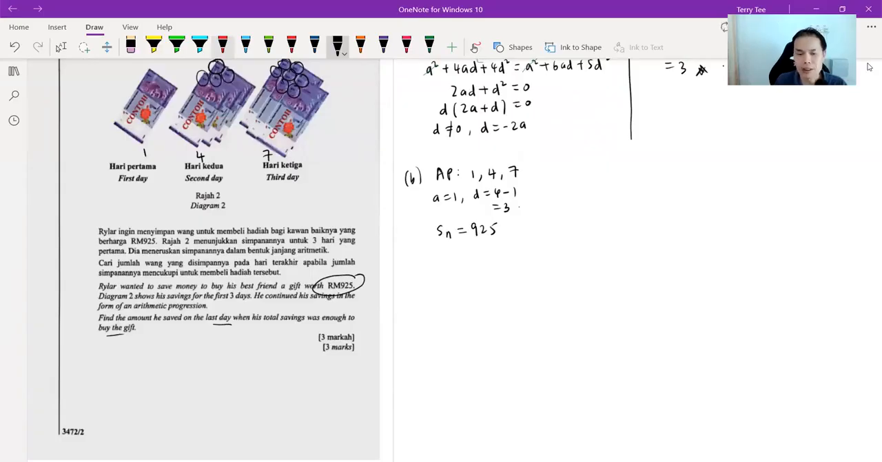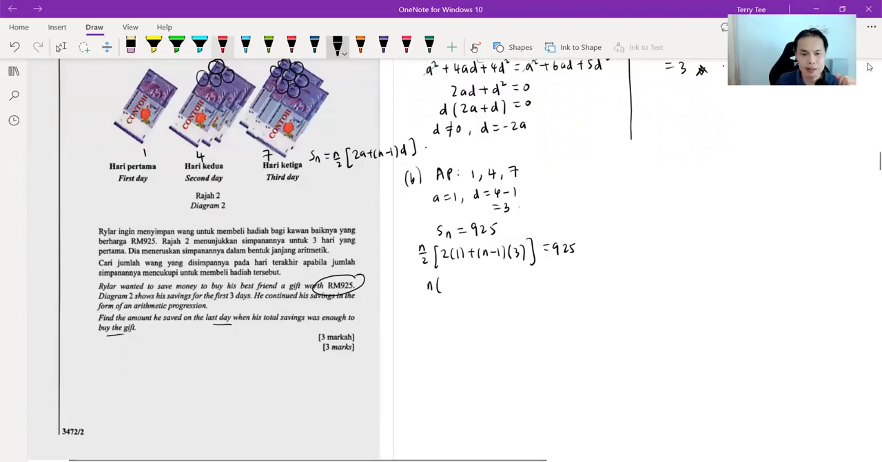We define n first, because we know how long it takes to accumulate this amount of money. Now, the formula for Sn for arithmetic progression is n over 2 times (2a plus (n minus 1)d). This is the sum of the first n terms of an arithmetic progression. So I'm going to substitute n over 2, 2a, a is 1, n minus 1, my common difference d is 3. The result is 925. Now, I will expand the bracket first, the bracket inside here. This is 2 plus 3n minus 3.